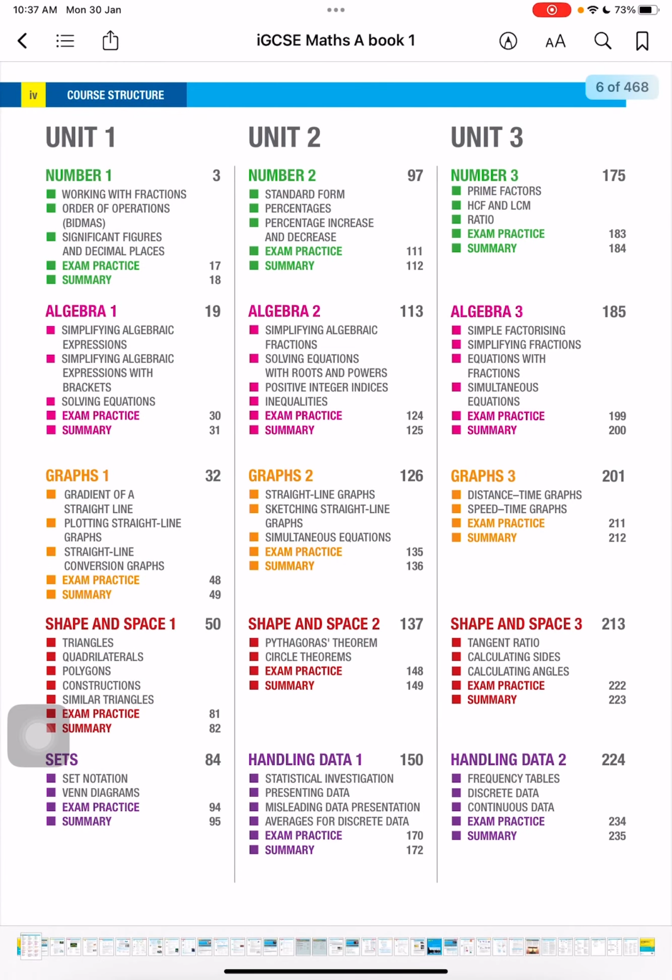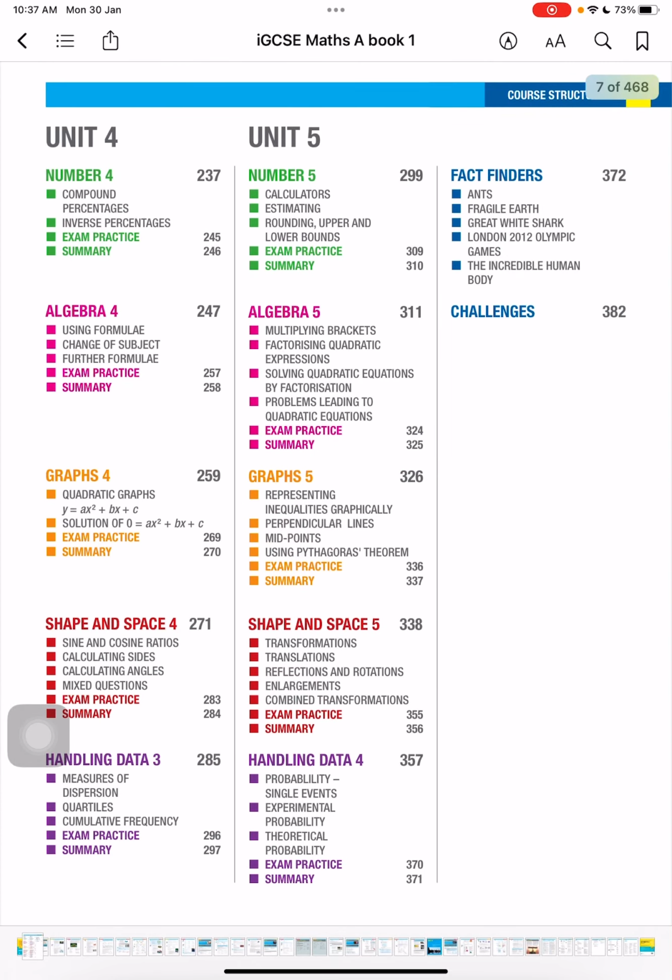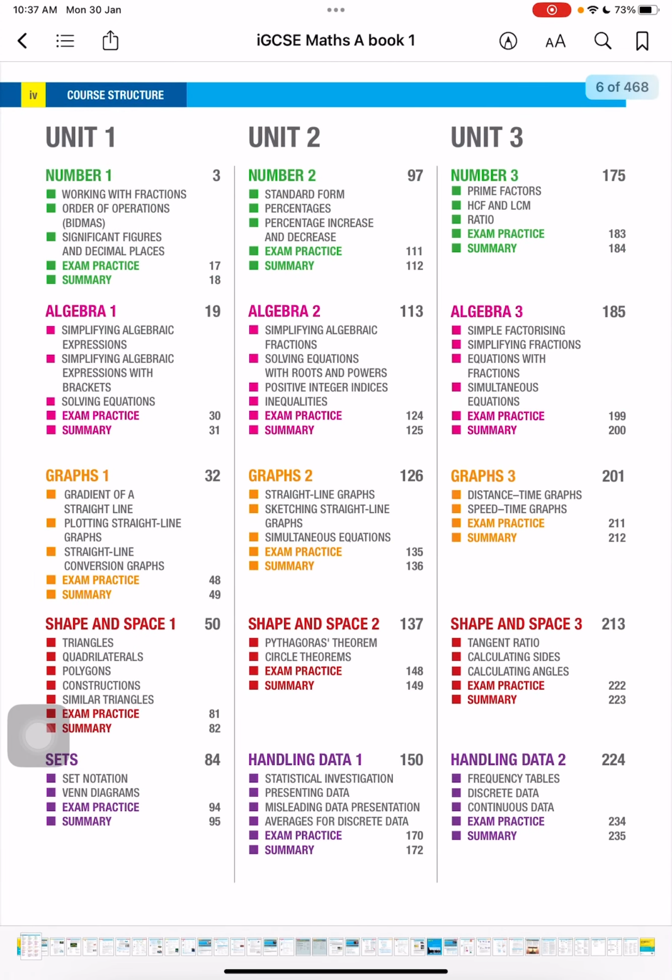Over here, you have your course structure. We will be going through Unit 1, 2, 3, 4, and 5. In each of the units, you will have a slightly different building up from basics difficulty for the questions, and hopefully you will be able to follow well throughout.